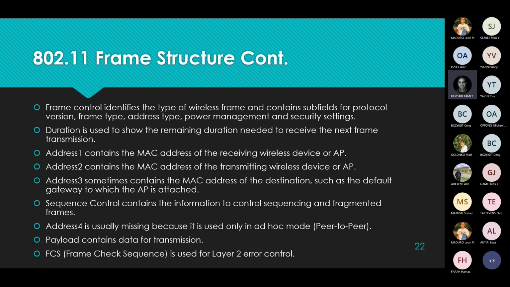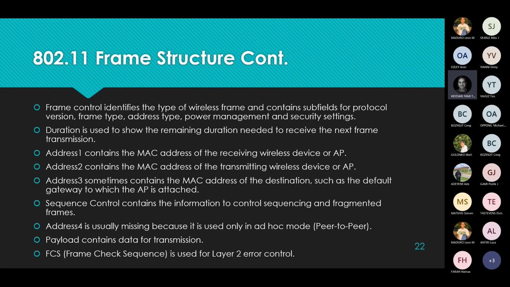Remember fragmentation? We used to have that at layer 3, where within the IPv4 header we specified the fragments, the offset, and the sequences. Here we have that with the sequence control field of the 802.11 frame header. Then, address 4. Address 4 is usually missing because it is used only in ad hoc mode, or peer-to-peer. These are very specific scenarios with wireless that we call ad hoc networks. With ad hoc networks, we make use of that one.